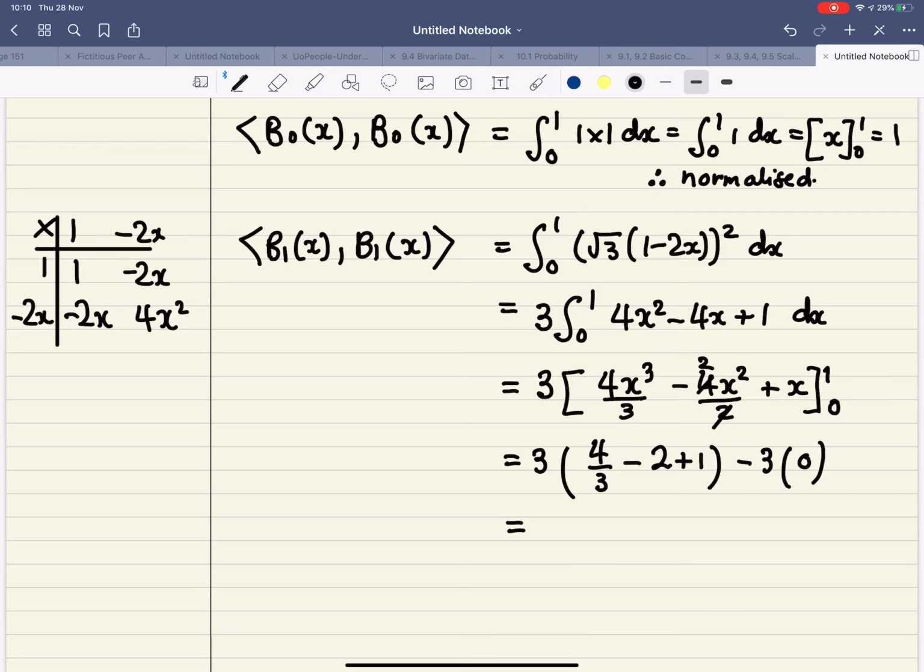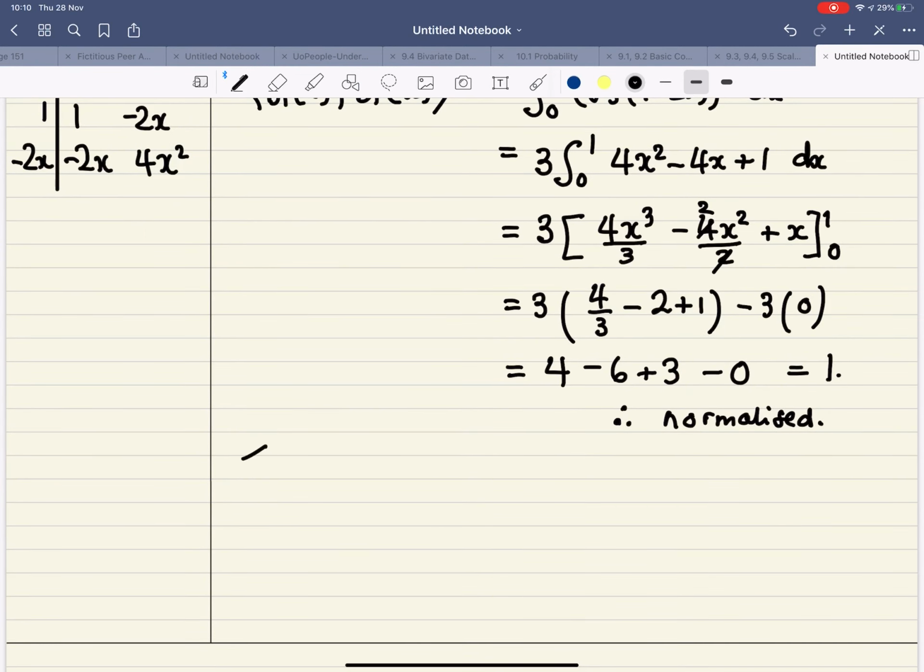3 times 4/3 is 4. 3 times minus 2 is minus 6. 3 times 1 is 3. Minus nothing, which is 1. So therefore, normalised. You can do some of these on your calculator as well. And then you've got to do it with each other.